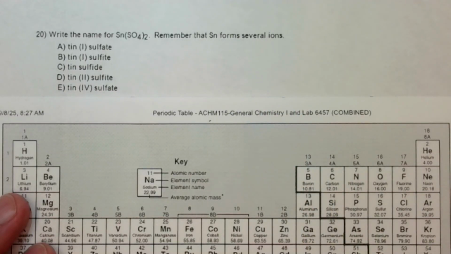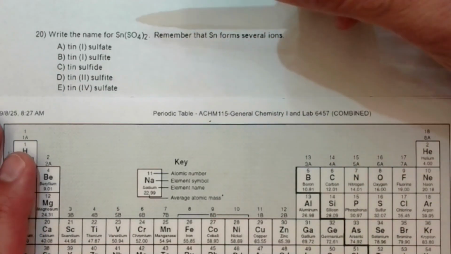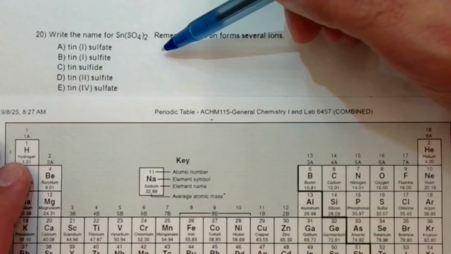Any transition metal or metal that can form multiple ions, which are often transition metals and the metals underneath the nonmetals, you need to put a Roman numeral on along with the name. And that Roman numeral tells you the charge on the metal, because you can have tin 2 and you can have tin 4. So we need a Roman numeral to know which tin sulfate that it is. Well, how do you figure that out? How you figure that out is using an algebra equation.